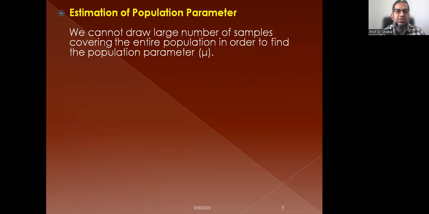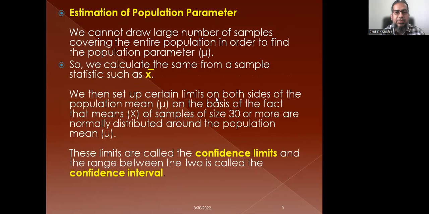So coming to the first, that is estimation of population parameter. We cannot draw a large number of samples covering the entire population, so we cannot take the whole population. We take a small sample from the whole population and we perform the study. In this case, we draw a sample and then we calculate the sample statistic in the form of the sample mean.